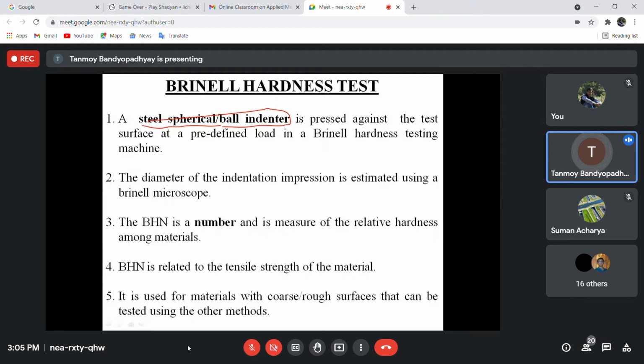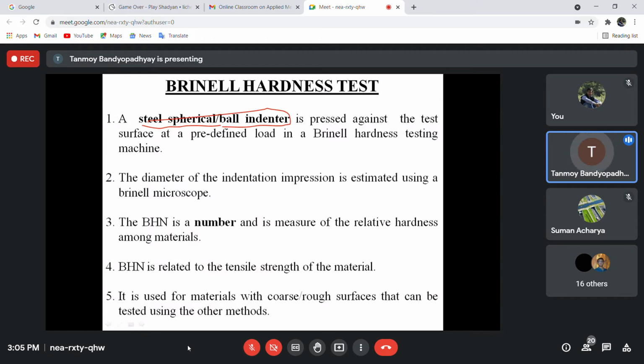So when you see it in the radiography and the actual experimental setup, the indenter is very small in diameter, maybe like 1 millimeter. So the indentation will be a very small indentation actually. For that small indentation you have to use a BRINELL microscope. Unless you use a microscope, you won't be able to take measurements of the impression diameter.